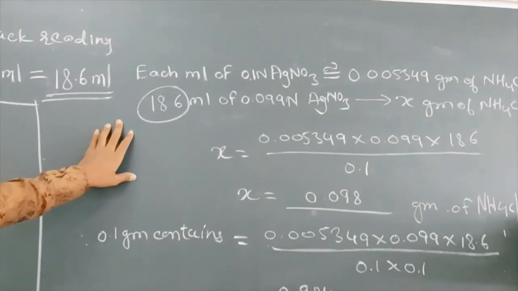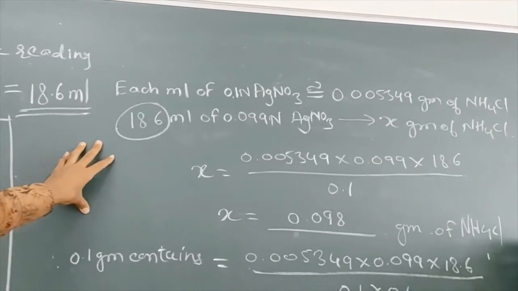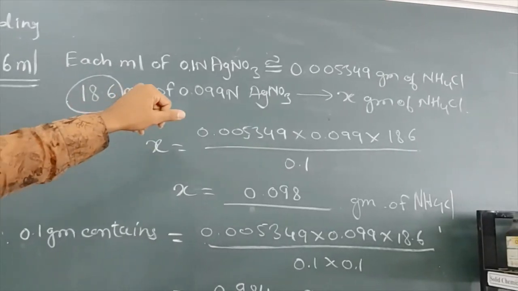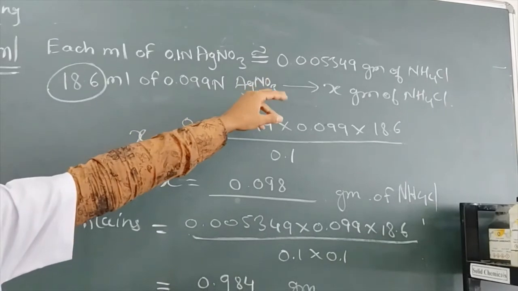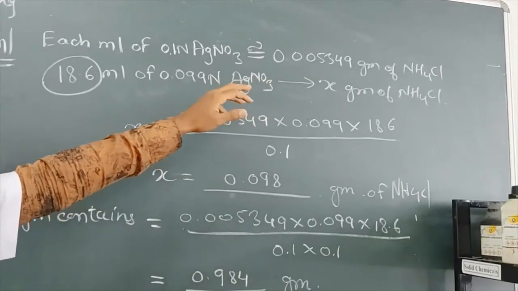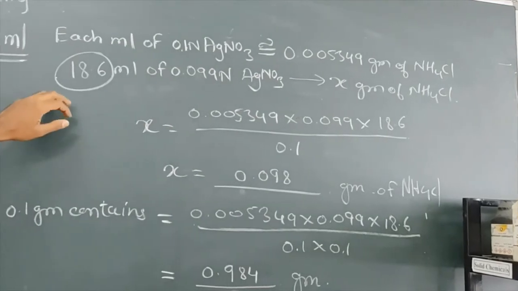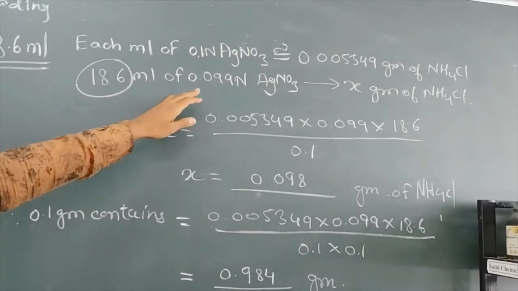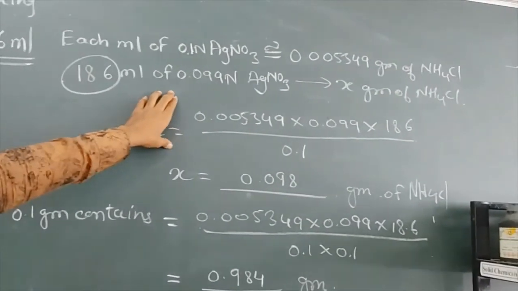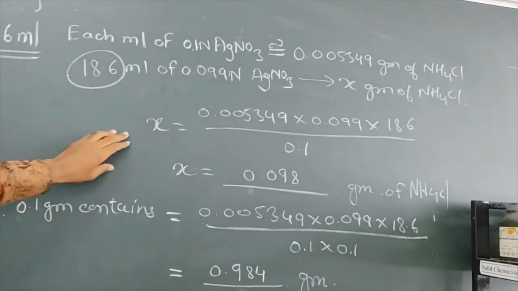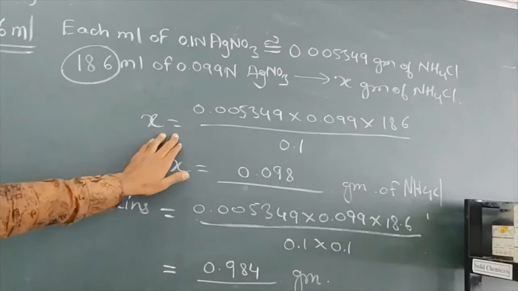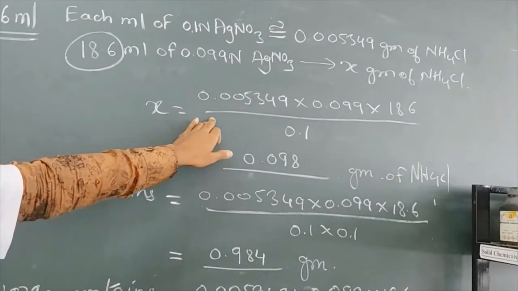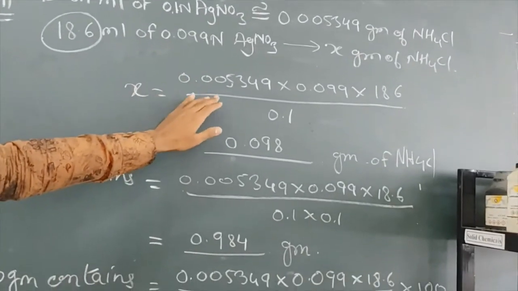Now let's start with calculation part of assay. Each ml of 0.1 normal silver nitrate is equivalent to 0.005349 gram of ammonium chloride. This is the factor we are using for the assay calculation. Then 18.6 ml of 0.099 normal silver nitrate is equivalent to how much amount of ammonium chloride? 0.005349 into 0.099 into 18.6 divided by 0.1.